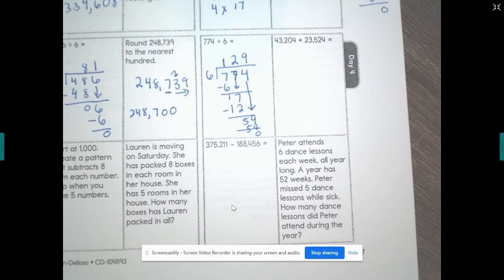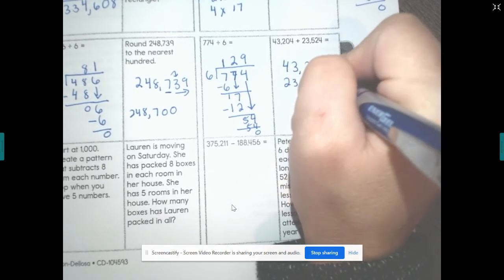43,204 plus 23,524. So I'm going to rewrite this so the numbers are stacked on top of each other. And then I'm going to add.